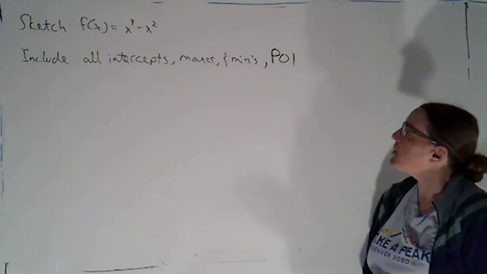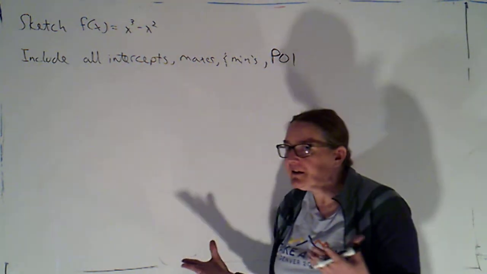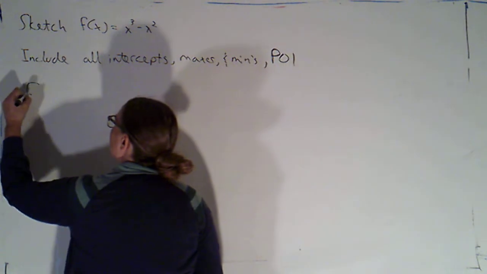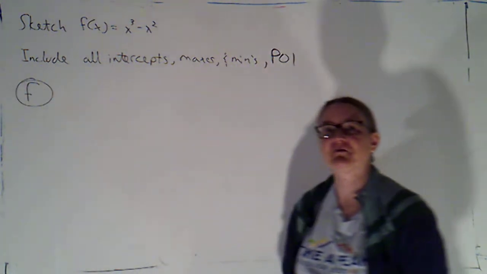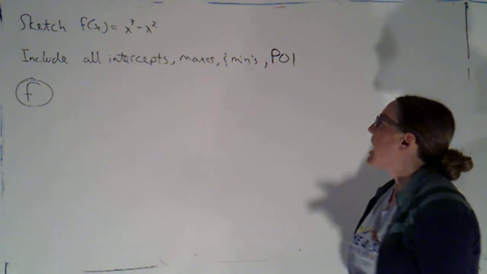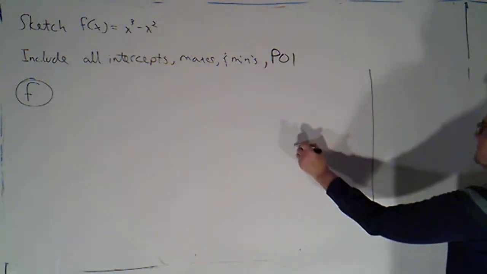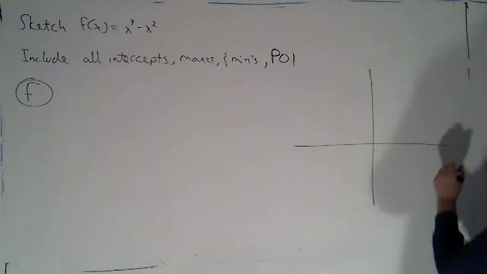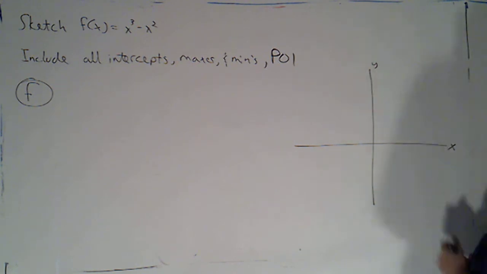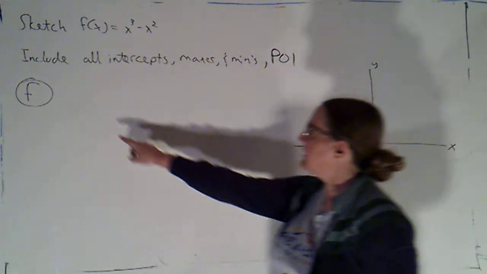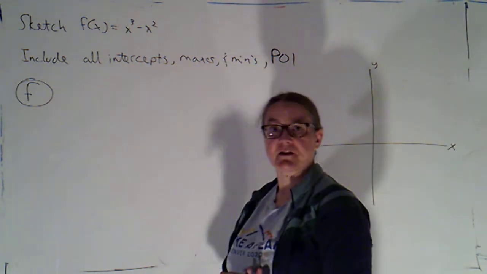So we're going to get some information from f, some information from f prime, and some information from f double prime. As I get the information, I'm going to graph it over here. Here's my x and y axis. So let's start with what we can get from f. I can get the intercepts there.